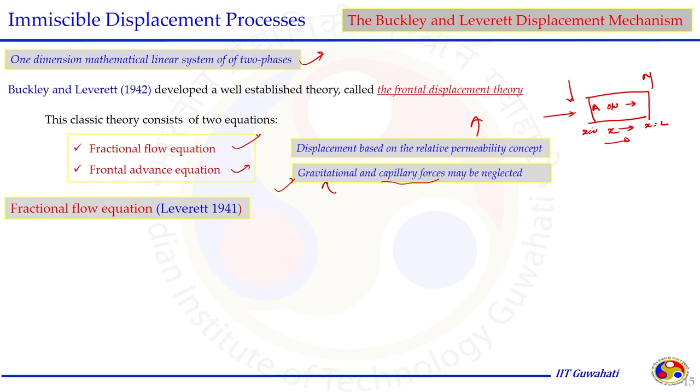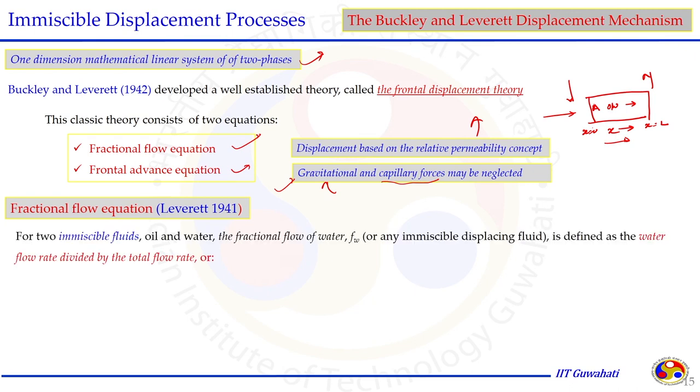So, let's see the frontal flow equation developed by Leverett in 1941. It is a very simple equation for two immiscible fluids. Let's consider oil and water. We can consider oil and gas also. The fractional flow of water, or any immiscible displacing fluid, could be water or could be gas, is defined as the water flow rate divided by the total flow rate.